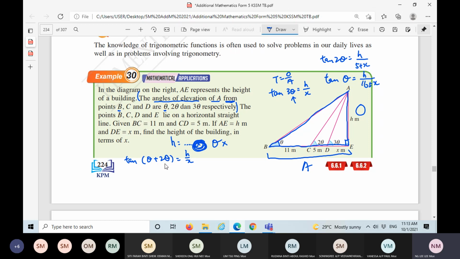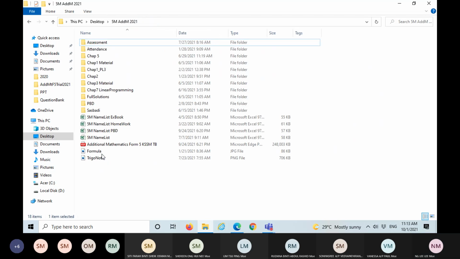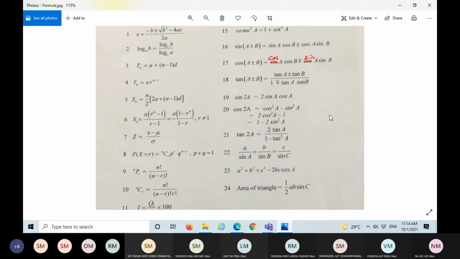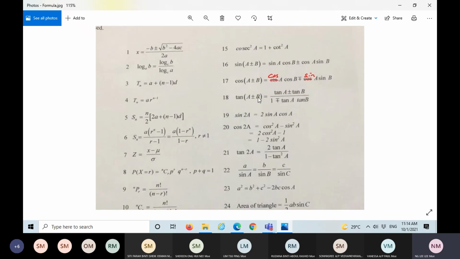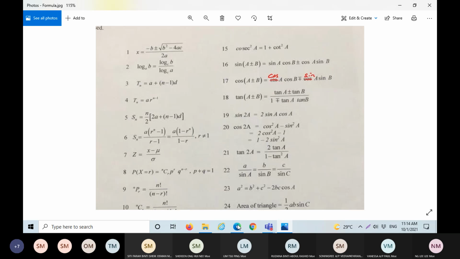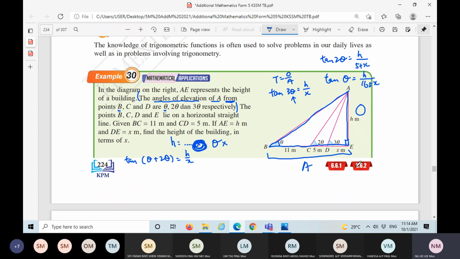Now I have to use my identity. I call out my formula. The addition formula, A plus B, because I have a theta plus 2 theta. So tangent A plus tangent B. I'm going to use this formula. You must be very sensitive with this formula. You must be very clever to choose which formula to use.